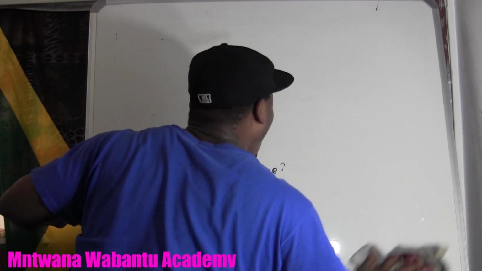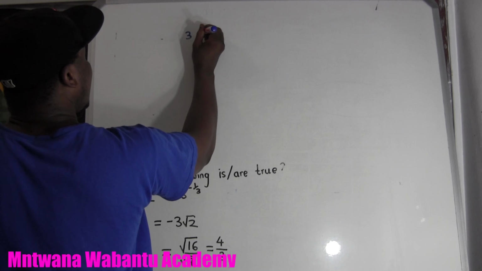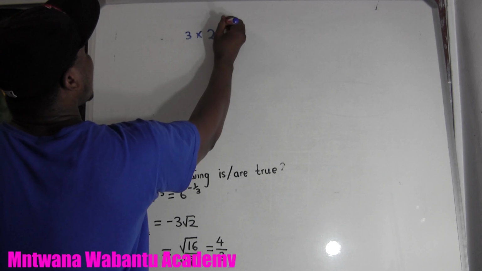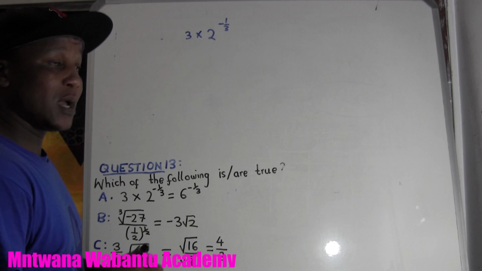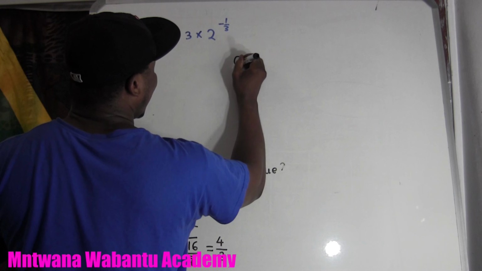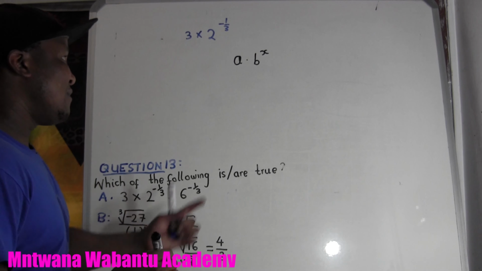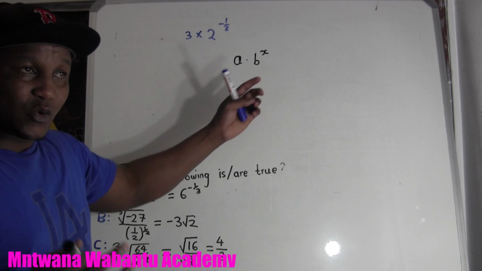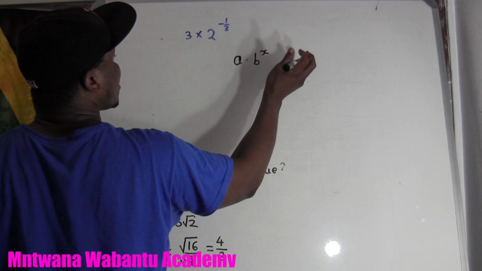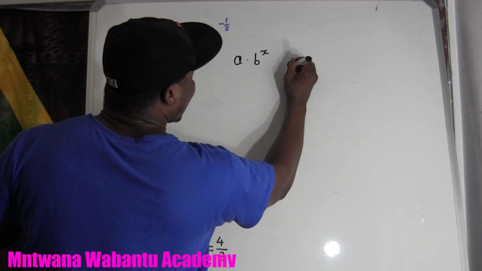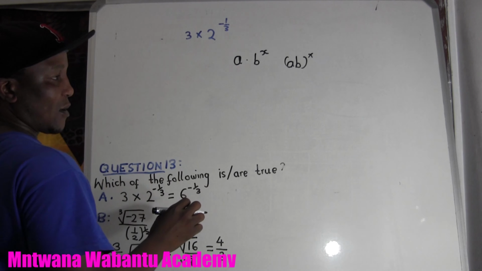Okay, law of exponents. Let's start with this one here. So let's say here 3 times 2 to the power negative 1 over 3. We do not have a rule for this type. For example, if somebody gives me a times b to the power x, if these bases are different, you cannot combine them. Meaning, you cannot say this is going to be (ab)^x. You cannot say (ab)^x, no, because the bases are different, okay?